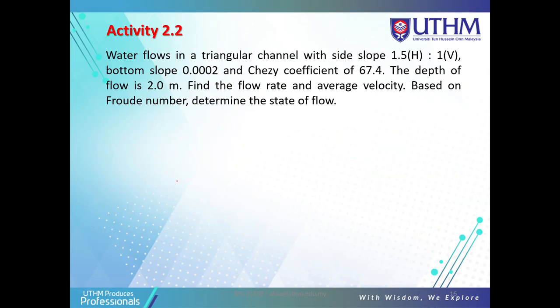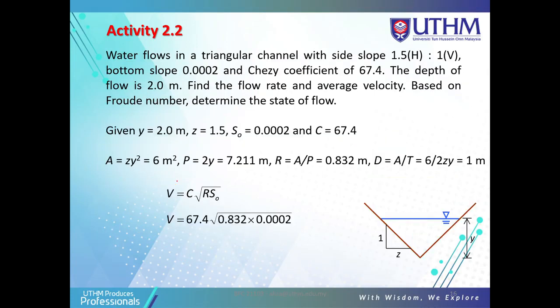Okay, so we look at the next example or activity 2.2. Water flows in a triangular channel. So they give you the triangular channel here. Triangular channel with side slope 1 over 5, H 1.5 is horizontal and 1 is for vertical.